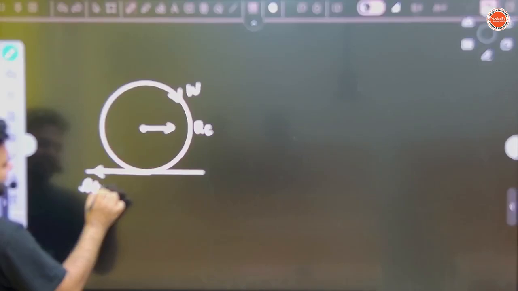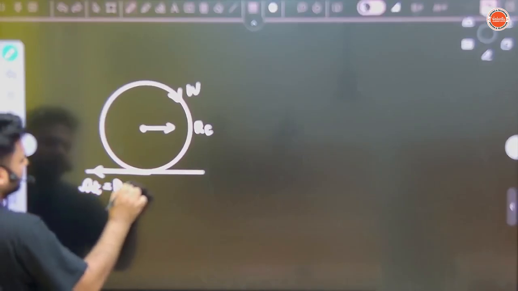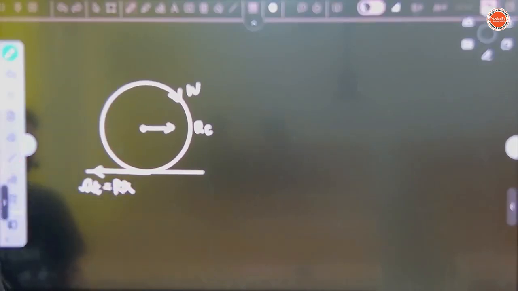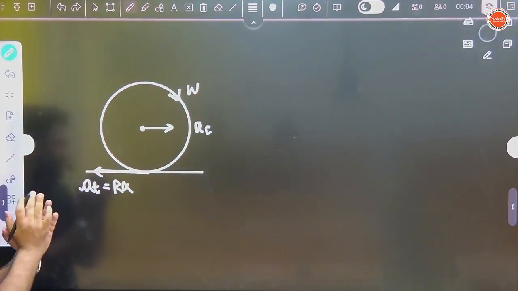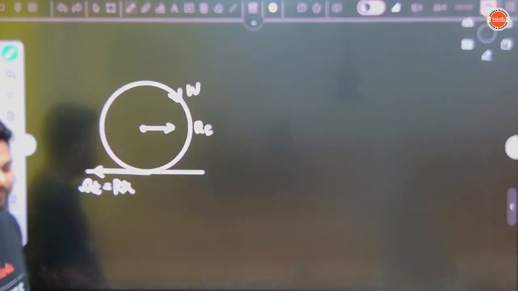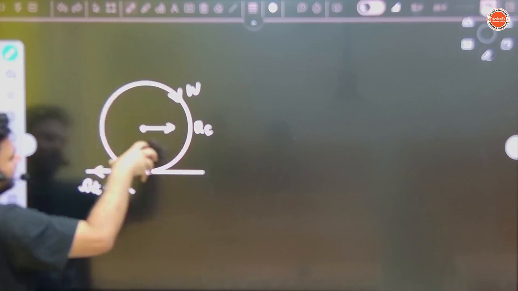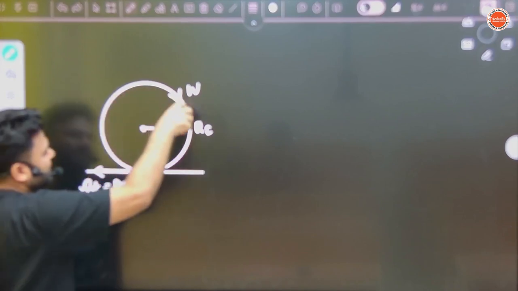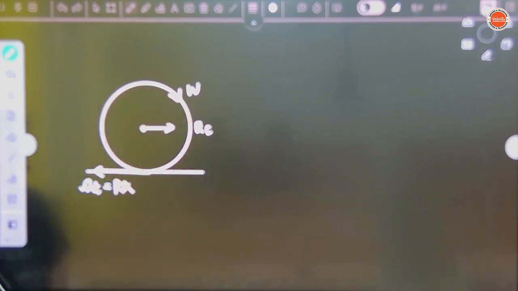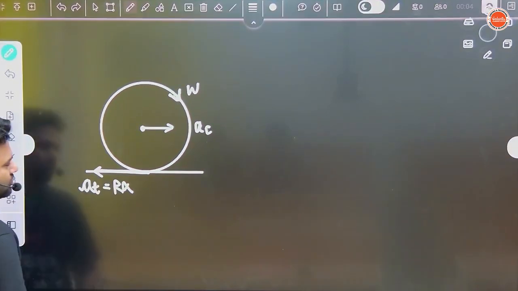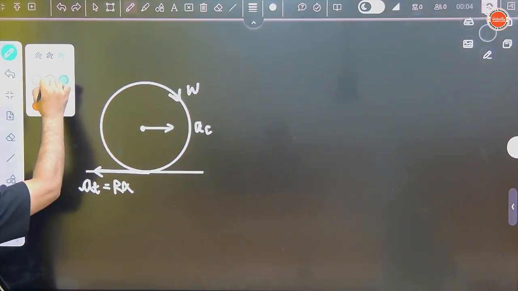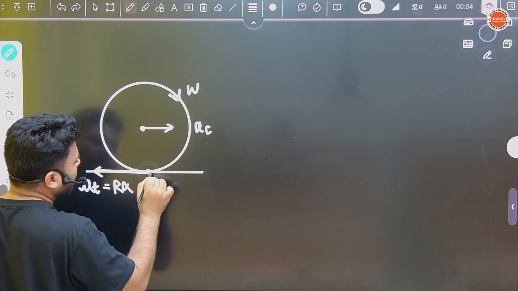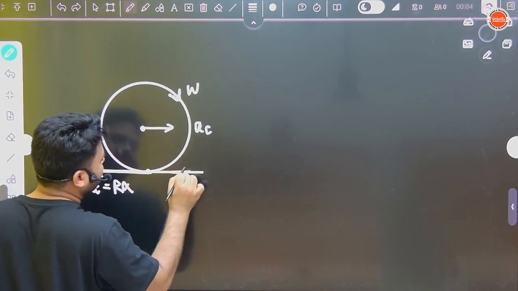And what is tangential acceleration? a_t equals r alpha. This is due to rotation. This tangential acceleration came just due to rotation. If the object is rotating and changing its angular speed, we have tangential acceleration, which equals r alpha. Now, the acceleration of center of mass is due to translation motion.